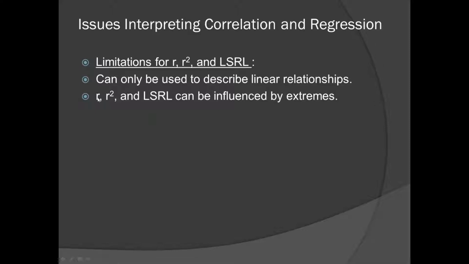We've already seen that r, r squared, and the least squares regression line can be influenced by extremes, so those things are non-resistant, all three of them. And one thing that surprised my classes today was I asked them if they had any outliers on their quiz, and it turned out that yeah, you did, and very few people commented on it. So it's strength, direction, form, and extremes. Don't forget to look for them because they have a big impact on things.